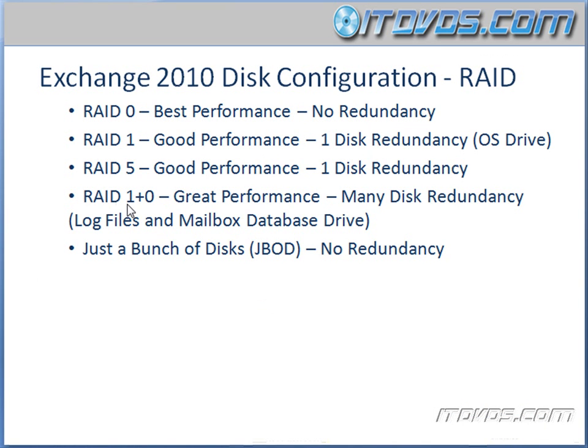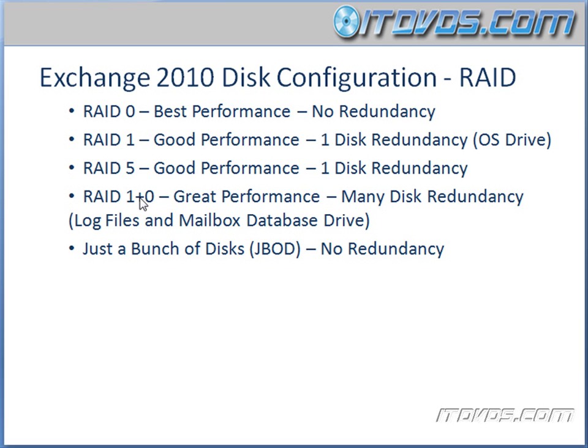Now the next level is RAID 1 plus 0, also called RAID 10. You're going to get great performance out of RAID 1 plus 0. It's going to perform better than RAID 5 and not quite as good as RAID 0, but pretty close. And you actually have many disk redundancy. Now the number of disks you can actually lose before you lose the data depends on which disks you lose.